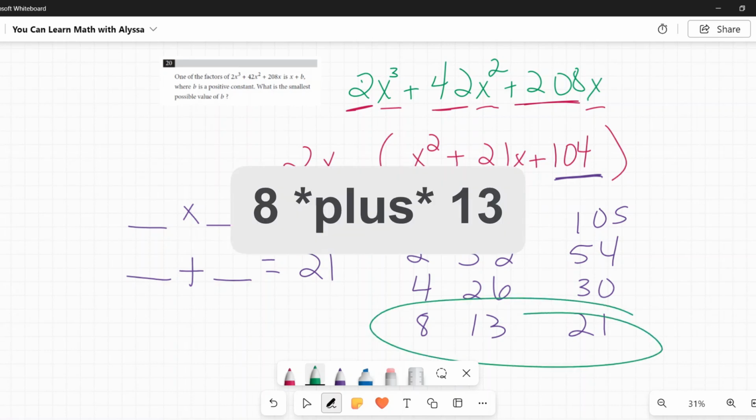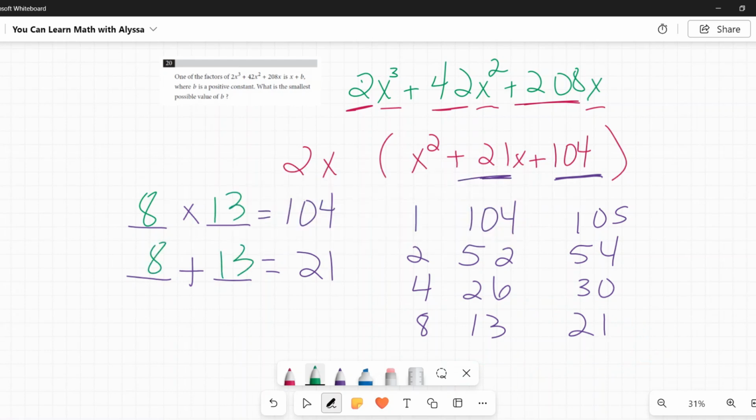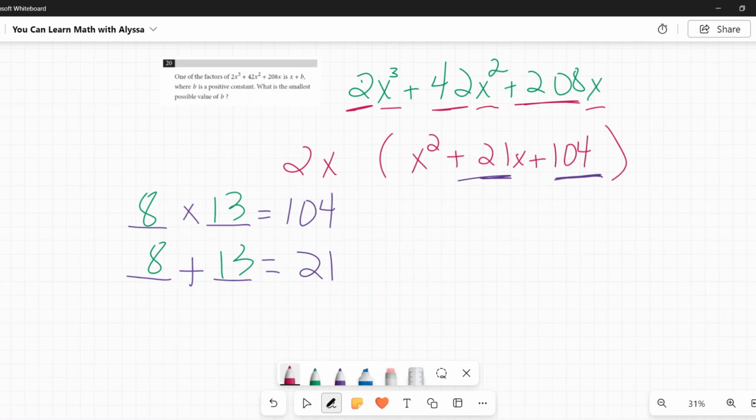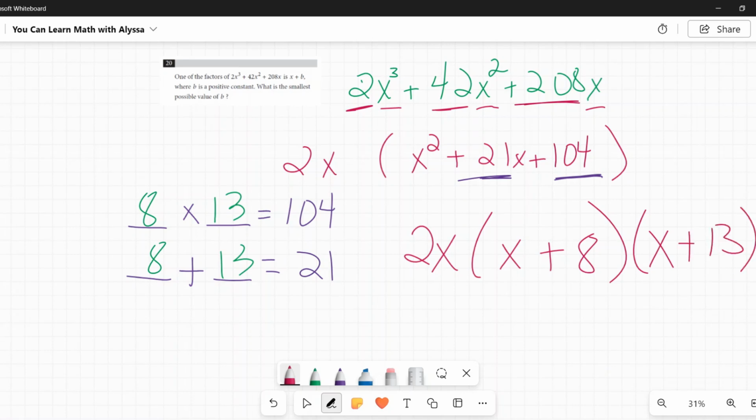Right. 8 times 13 is 104, and 8 plus 13 is 21. Yay! Those are my 2 factors. They gave us a big one to factor, didn't they? So all right, now I have 2x times x plus 8 times x plus 13. And now we can answer their question of x plus b, where b is a positive constant. What is the smallest possible value of b? There's 2 possible values b could be, 8 or 13. They want the smallest one. So that would be, of course, 8.